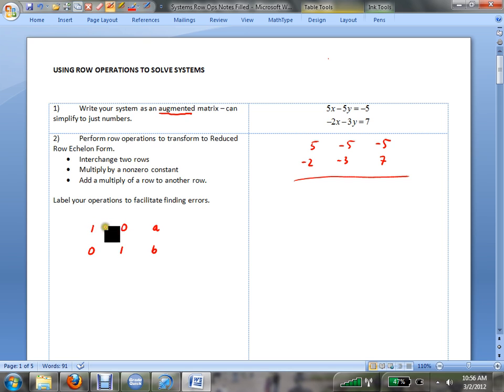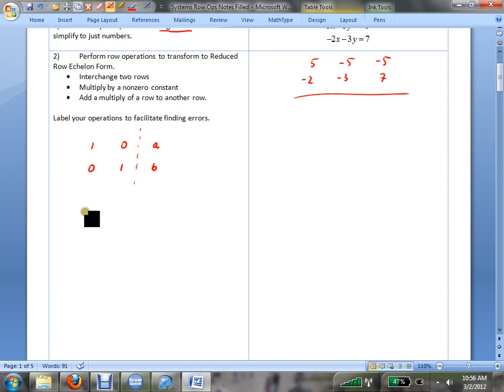You notice that it's all on the non-augmented part. It is going to be 1s along the diagonal, and then everything else is going to be a 0. For example, if I had a 3 by 3, the reduced row echelon form would look like 1, 0, 0, 0, 1, 0, 0, 0, 1. So this is what reduced row echelon form looks like. Okay, so this is our goal, to get to this first example.